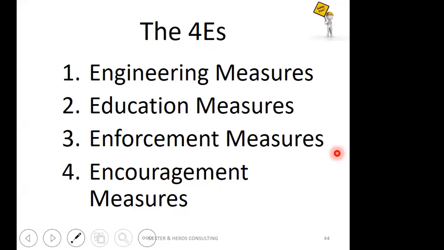Also, encouragement, which is where it comes. Like I told you earlier, near misses in some places, hazard, when you report it, you're rewarded. When people are doing the right thing, say the right safety procedure, let them be rewarded. It will propel others to emulate them.